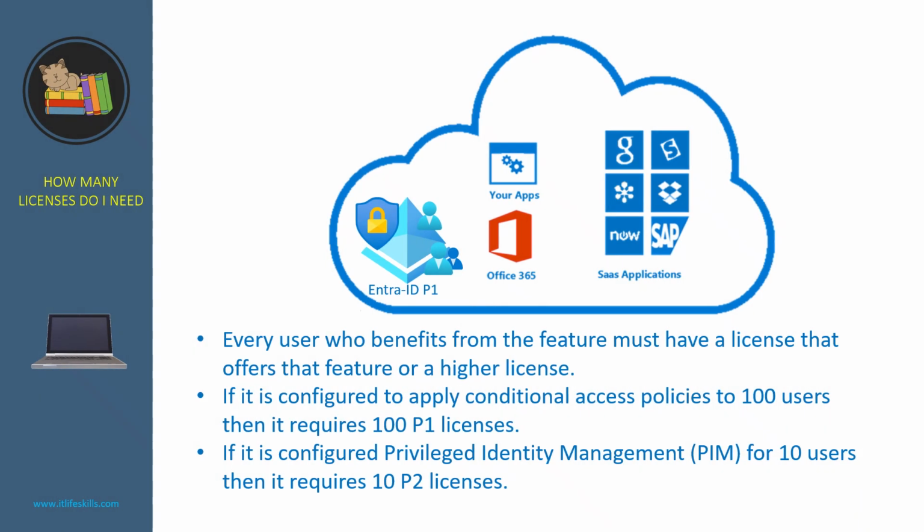So how many licenses do I need? The simple answer is that every user who benefits from the feature must have a license that offers that feature or a higher license. For example, if it is configured to apply conditional access policies to 100 users, then it requires 100 P1 licenses. And if it is configured privileged identity management or PIM for 10 users, then it requires 10 P2 licenses.